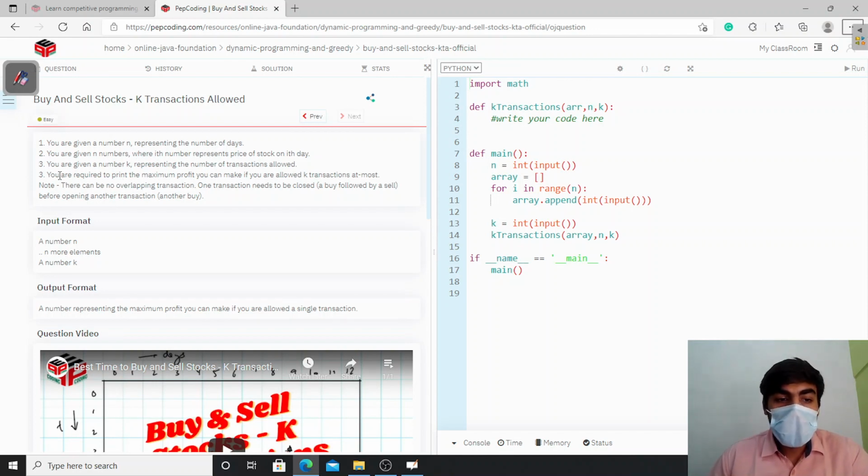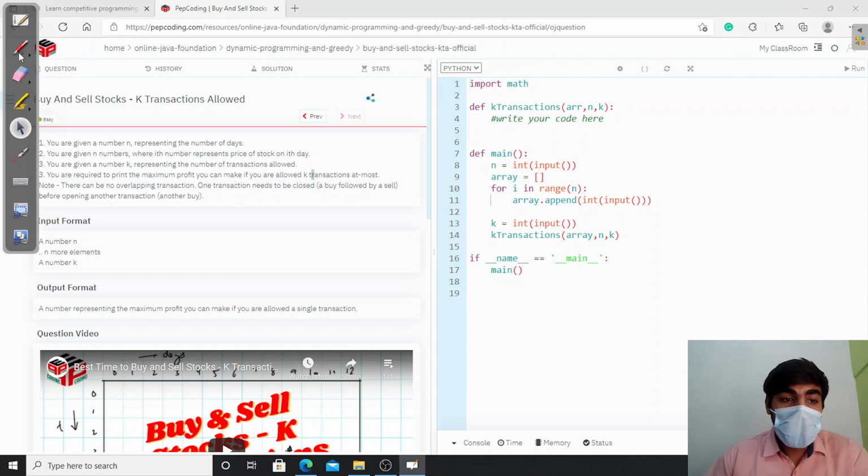You are required to print the maximum profit you can make if you are allowed k transactions at most. So what we have to do is find out the maximum profit over all the days by doing these k transactions. There can be no overlapping transactions. One transaction needs to be closed before opening another transaction. I think everyone understands these words, as I have been repeating these things for the last 2 or 3 questions.